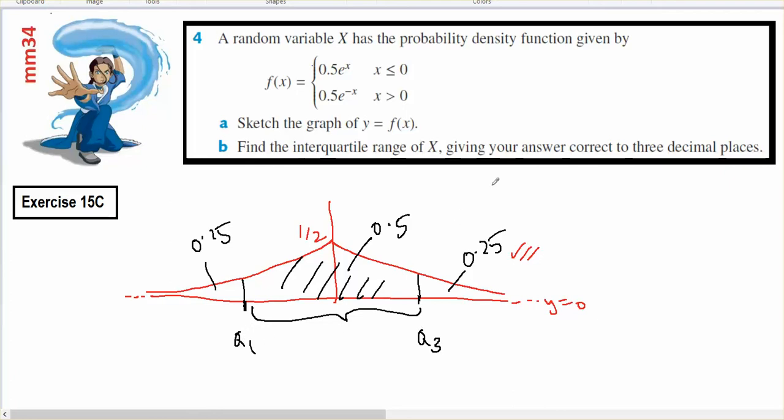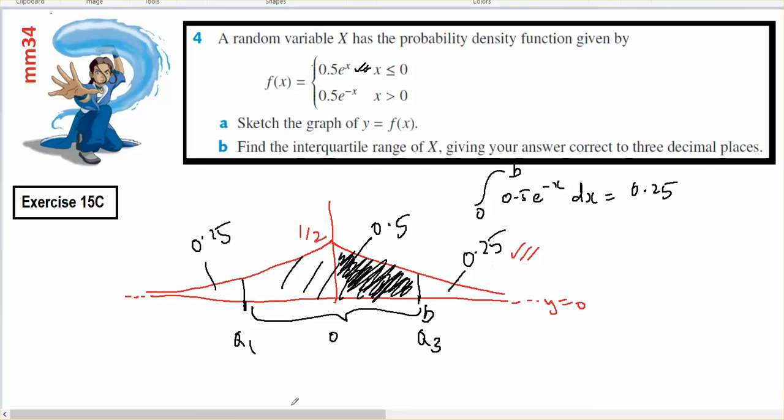So I'll be looking at the integral from 0 to, let's call this b, of 0.5e to the minus x dx equaling 0.25, because I know that this area in here will be 0.25. There are other integrals that I could write instead of this one. I could go from here to infinity, making it 0.25. I could go from this to 0 of this particular curve, making it 0.25. But this is the one I've chosen.